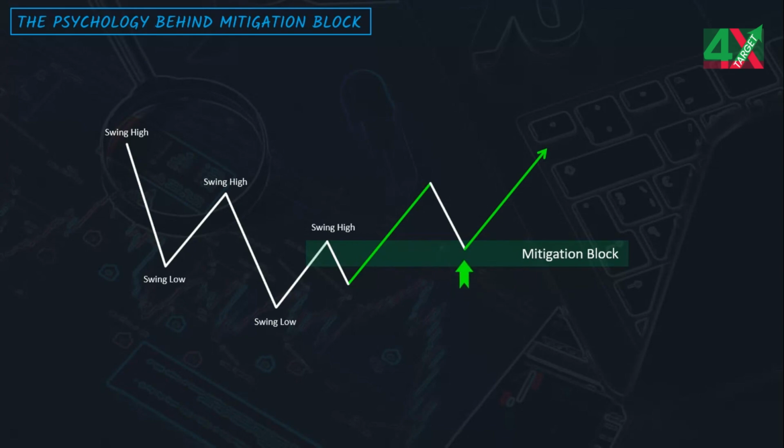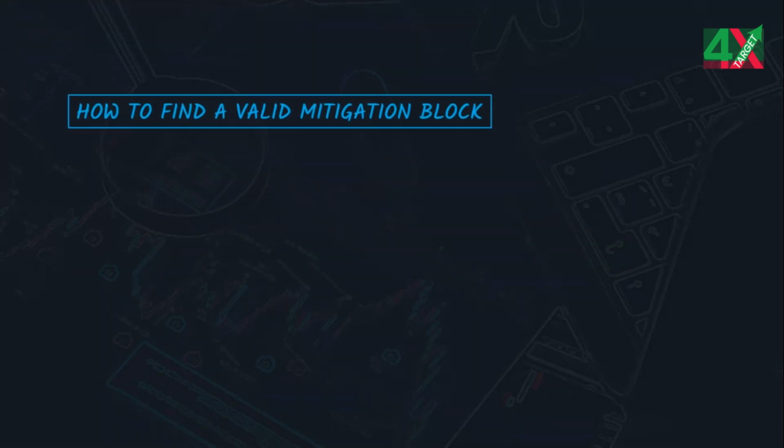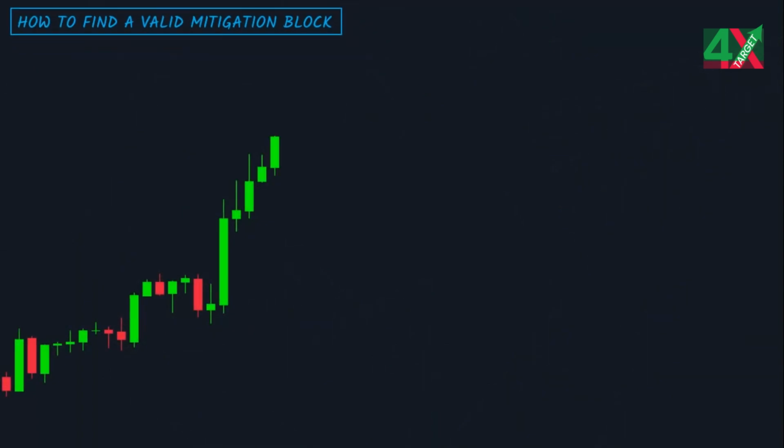Now that we've covered the psychology behind the mitigation block, let's talk about the practical side, how you can actually spot a valid one on your charts. This is the part where you move from simply understanding the concept to applying it in real trading.